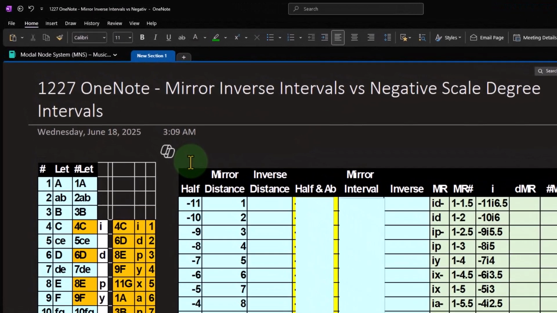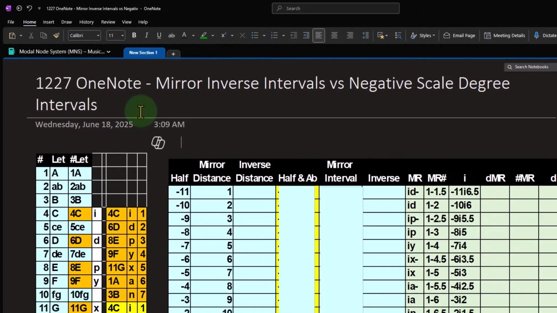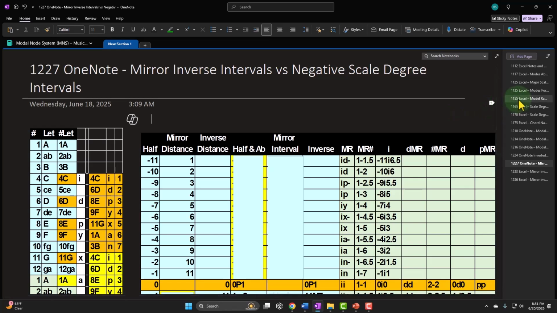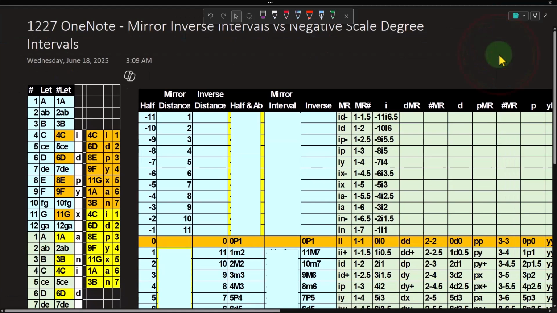Not required to, but if you have access to it and would like to follow along, we're currently in the OneNote file of Modal Node System, MNS Presentation 1227, OneNote Mirror Inverse Intervals versus Negative Scale Degree Intervals. List of presentations thus far over here. We plan on adding plenty more to them shortly, however.